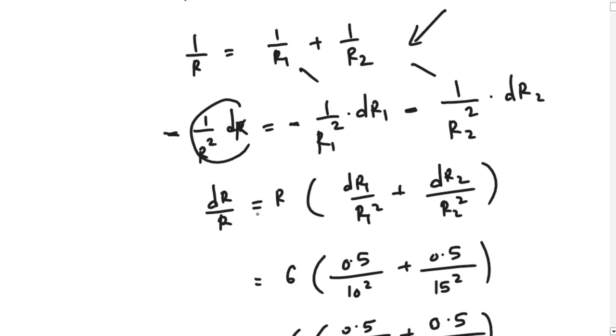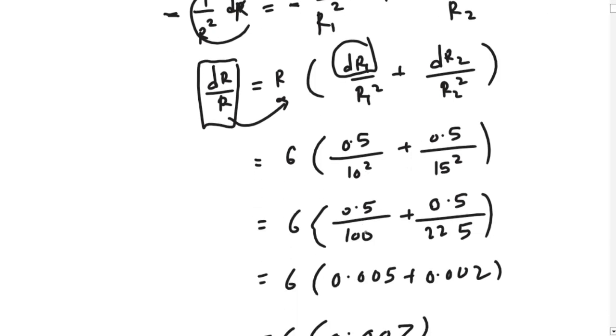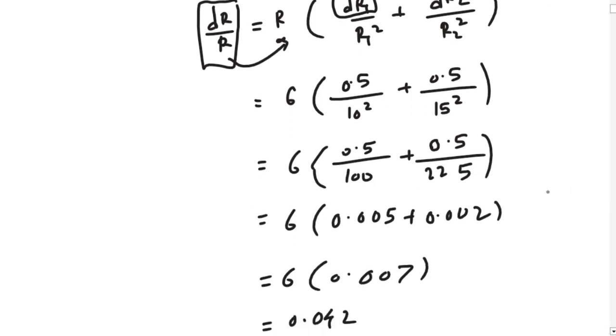So what we do is that we take 1 R on the right hand side. Then on the left hand side, what is remaining is dR upon R. So that will be the relative error in equivalent resistance. We know this value of this dR1 and R1 as well. Similarly dR2 and R2 as well. And then we just fill these values and then we have to do the calculations.